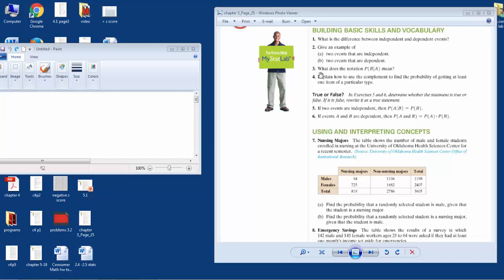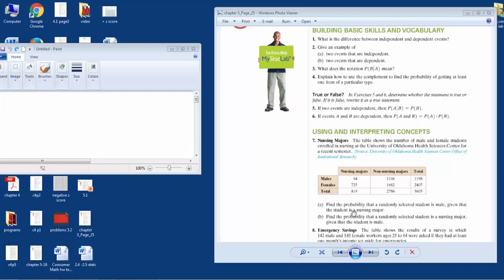What does the notation P(B|A) mean? It means the probability of event B occurring given that event A has occurred. Let's talk about true and false. If two events are independent, then the probability of A given B is equal to the probability of B. Now, if the events were independent, then the probability of A occurring given that B has occurred would be equal to the probability of A. This is suggesting that the probability of A would be equal to the probability of B, and as you know, that's not a true statement.